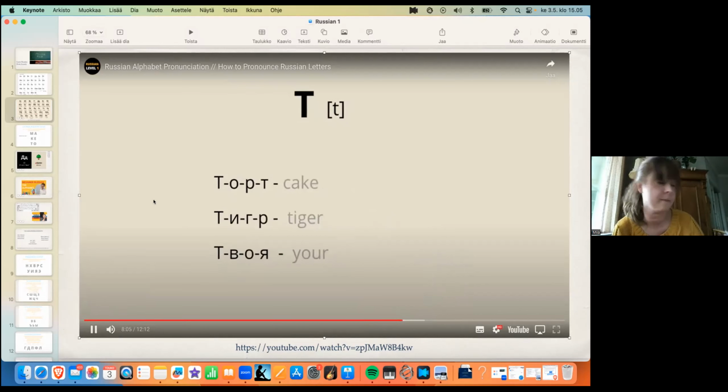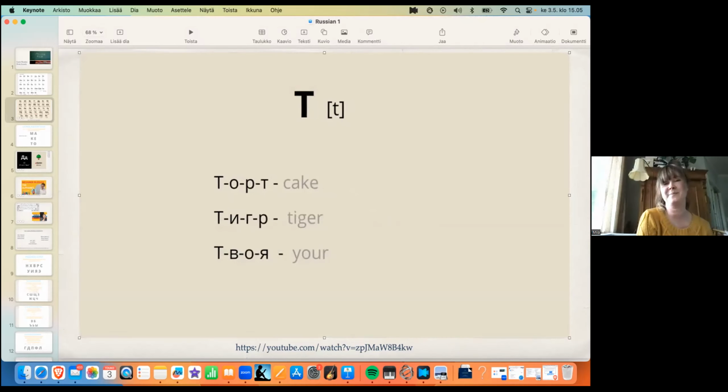Т. T. Торт. Торт. Т-О-Р-Т. Тигр. Т-И-Г-Р. Твоя. Твоя. Т-В-О-Я.